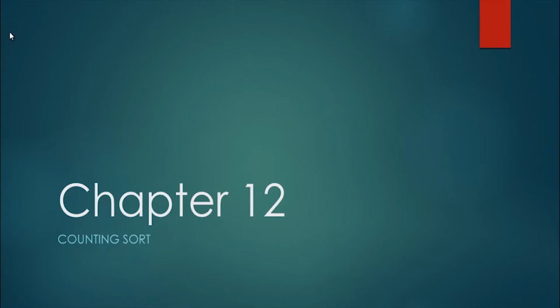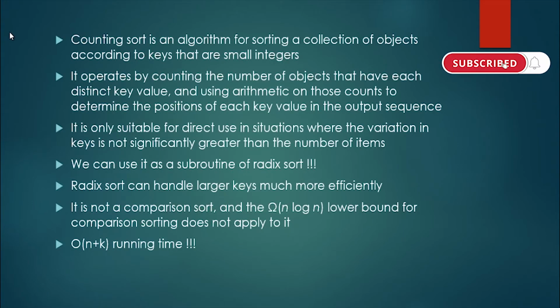Hi, in this video we are going to talk about the so-called counting sort, so let's get started. Counting sort is an algorithm for sorting a collection of objects according to keys that are small integers. It's very important that counting sort is efficient for only small integers. If there are integers such as 1,000,000 or much greater numbers, then we cannot use this algorithm efficiently.